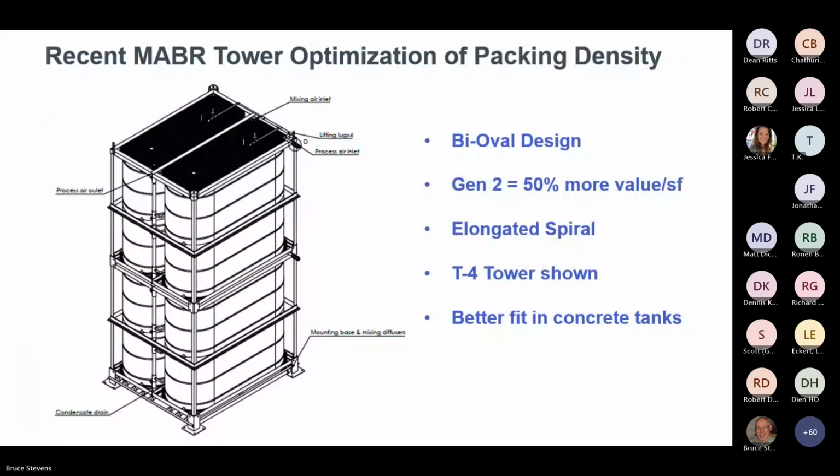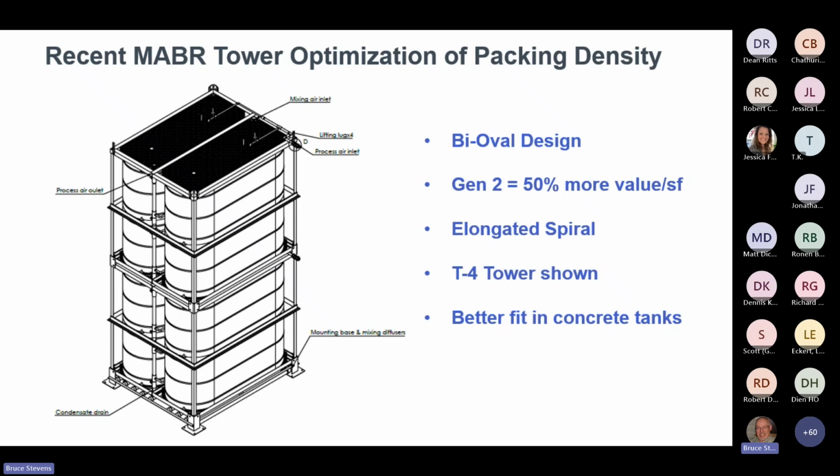And we continue to do research and development. Over the last 2 years, we've tried to optimize the design and increase the packing density of the system. The work has led us to our new 2nd generation design, which gives us about 50% more value per square foot of membrane surface area in those rectangular tanks that we're going to be retrofitting.